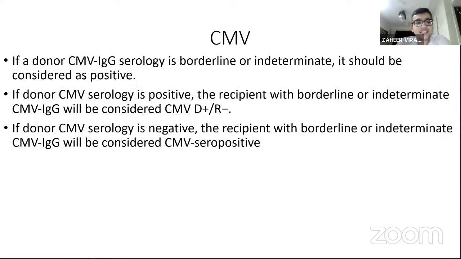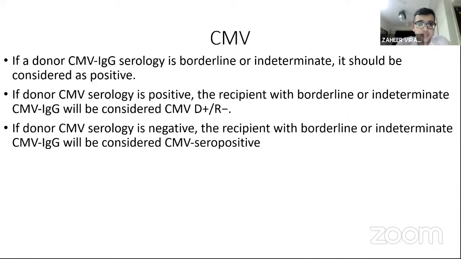So now when there's discrepancy, and this one has to know, because again, you're going to grade when we get to the prophylaxis part, how you're going to use valganciclovir or ganciclovir. So if the donor CMV IgG serology is borderline or indeterminate, it should be considered as positive. So if the donor's CMV IgG is borderline or indeterminate, you consider that donor to be positive. So he's a high risk donor to pass on the infection to the recipient.